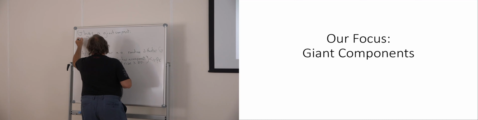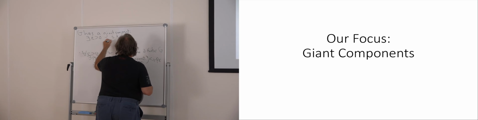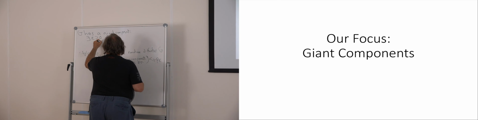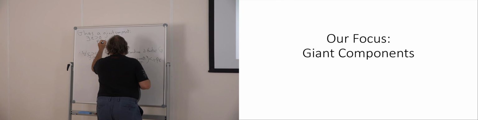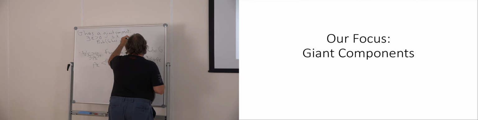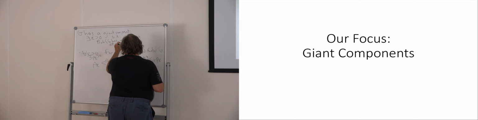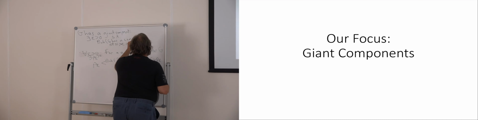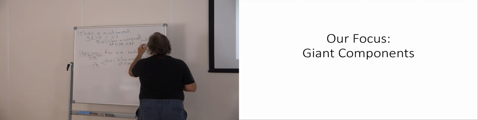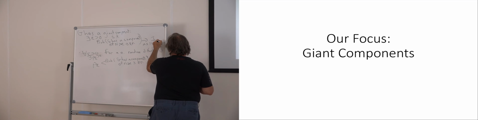So what does it mean to say G has a giant component? It means there exists epsilon greater than 0 such that the probability G has a component of size greater than or equal to epsilon n goes to 1 as the size of the graph goes to infinity.